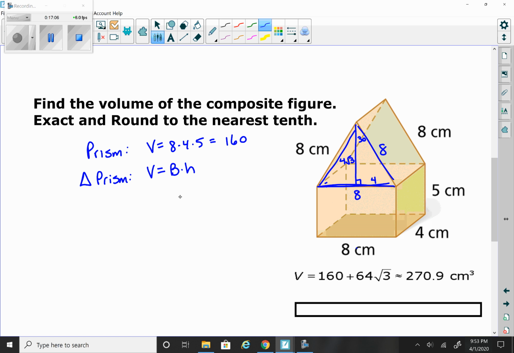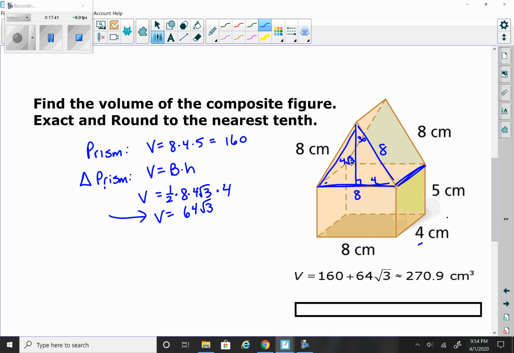So the area of the triangle, that's our base. A triangle is 1/2 times the base of the triangle, which is 8, and then the height of our triangle is 4 root 3, times the height of the actual triangular prism. We know that's 4. So for our triangular prism, half of 8 is 4. 4 times 4 is 16. 16 times 4 is 64. So I get 64 root 3. Again, that's the volume for our triangular prism.